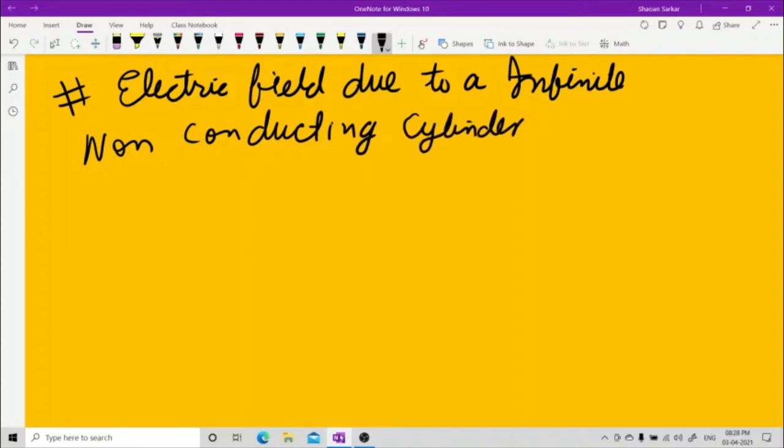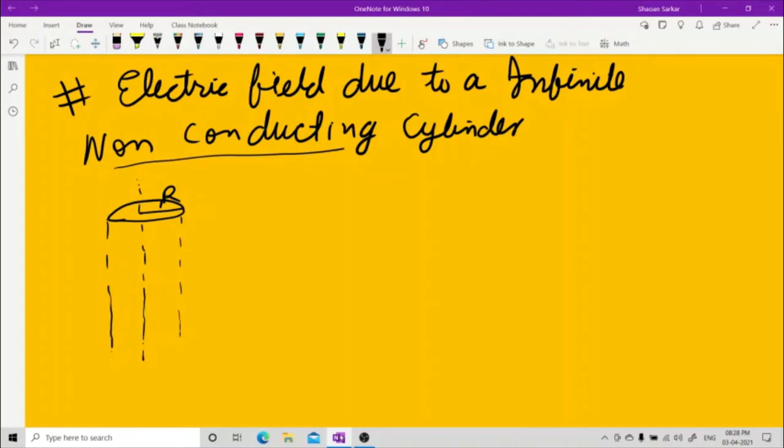Now you see here, suppose this is my cylinder of radius capital R. This is infinitely long, and this is the axis of the cylinder. This is a non-conducting cylinder. Note it, it is non-conducting. Very important word.